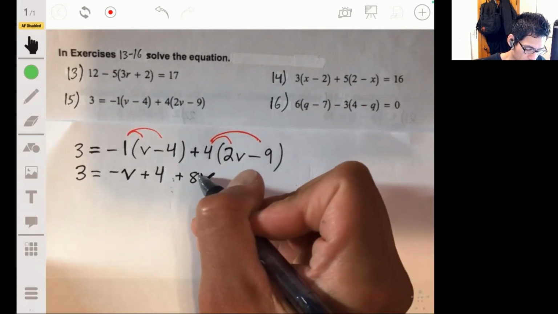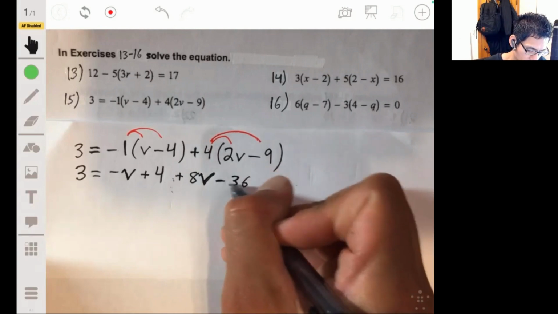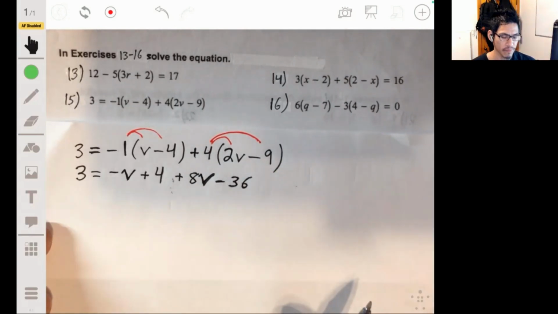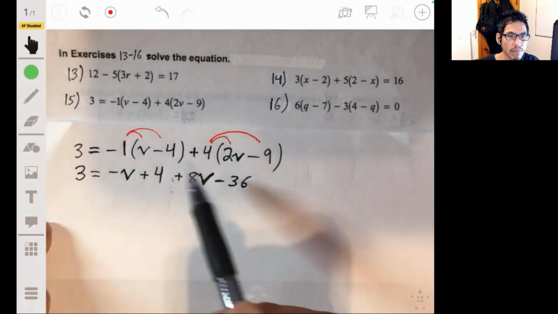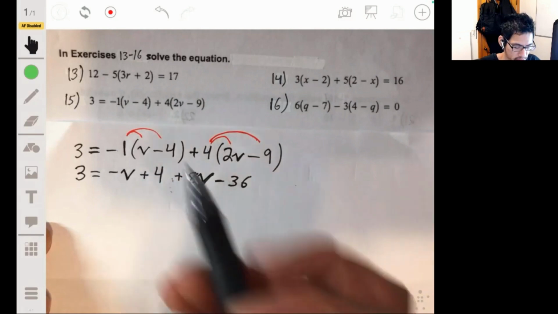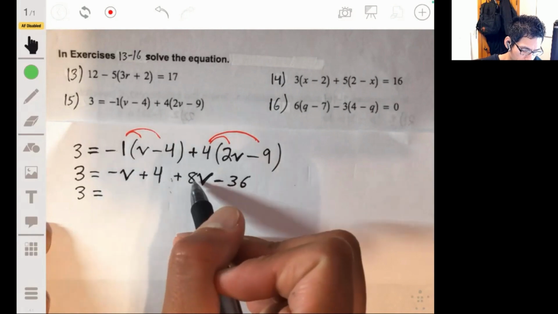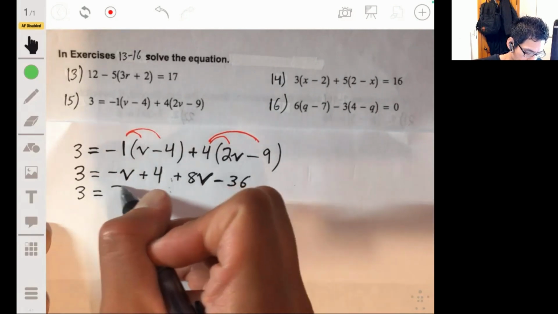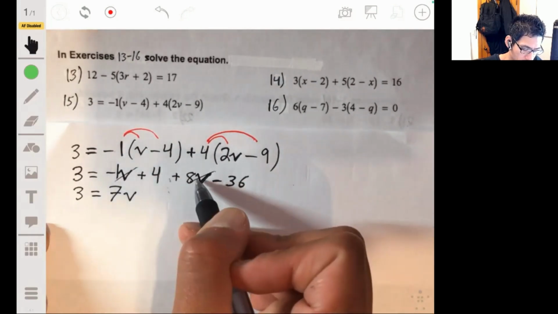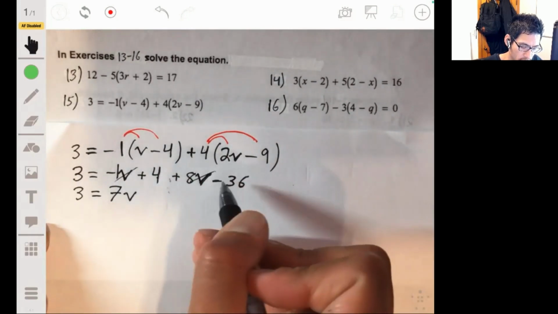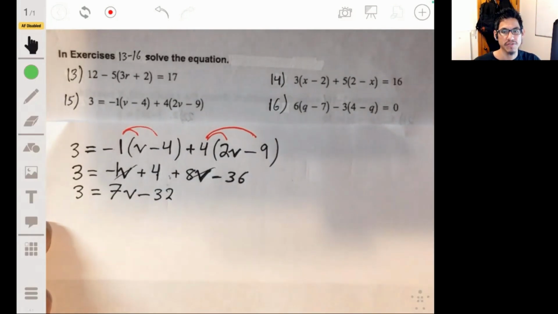What the, with the tail? 4 times -9 minus 36. Oh, almost forgot. Now we just combine. -v plus 8v, 7v. This is just like -1v. And 4 minus 36 is minus 32. It's just 4 minus 36.